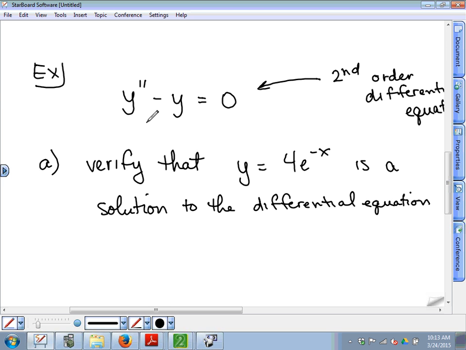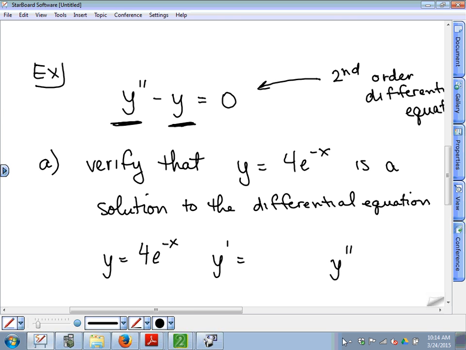So we've got to figure out two things. We've got to figure out y double prime, and well, I guess we already know y. So we really only need to figure out one thing. What's y double prime? So if y equals 4e to the negative x, what's y prime? And then what's y double prime? It's negative 4e to the negative x.